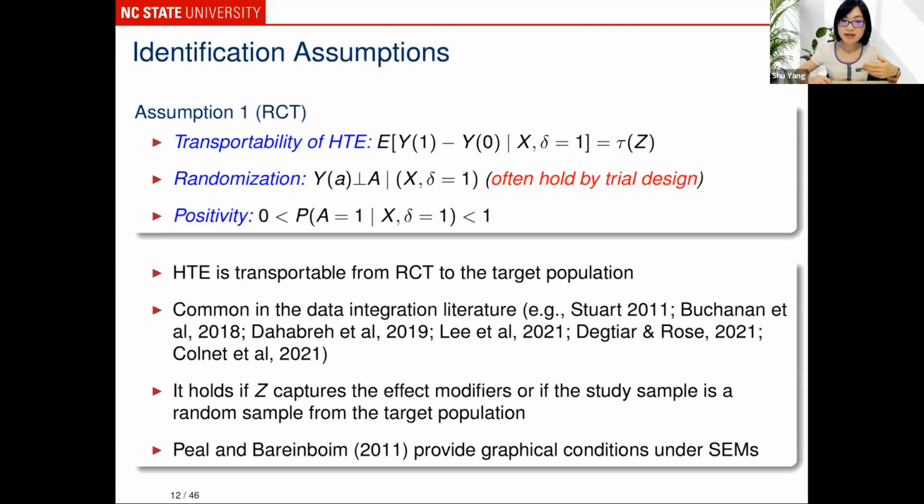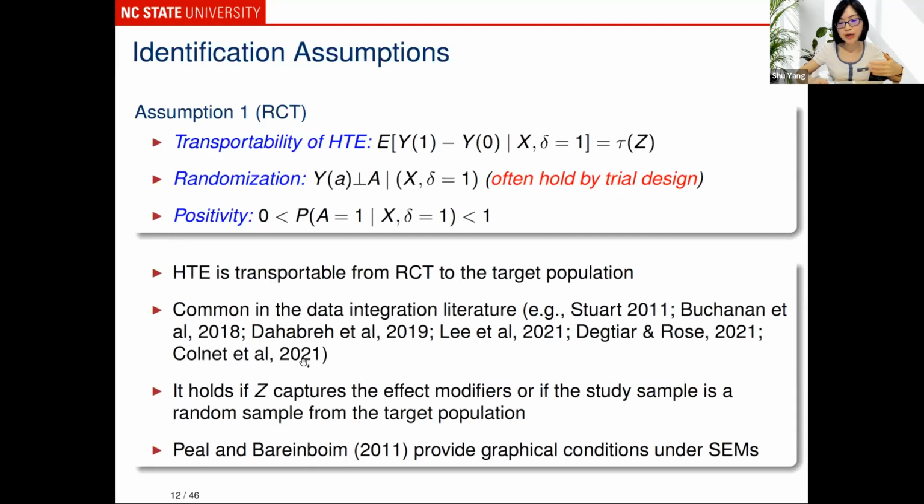Now, because HTE is defined based on potential outcomes, we require further assumptions to identify HTE. We view that RCT is the gold standard and it satisfies the following conditions throughout the talk. So the first condition says the HTE is transportable from RCT to the target population. And this actually is very common in the data integration literature. It has been considered by many authors. Also, this assumption holds if Z captures all the treatment effect modifiers, or if the study sample is a random sample from the target population.